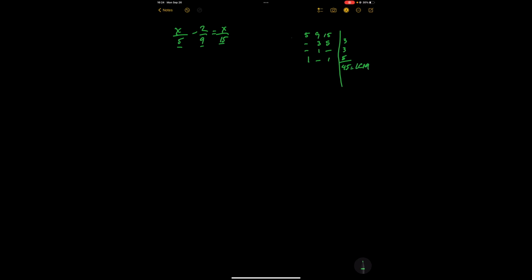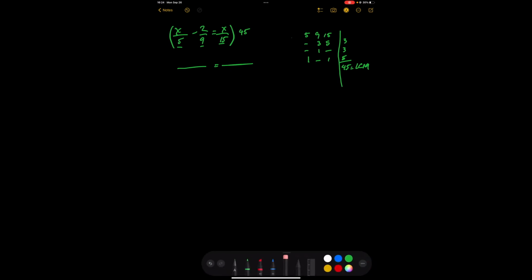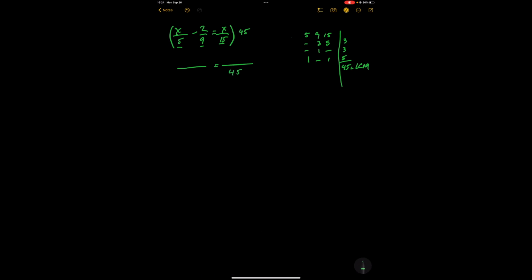So what we're going to do now is multiply the whole equation by 45. In a sense, what does that mean? That means your common denominator is going to be 45 on both sides. So now we have 45 on both sides, 45 and 45.